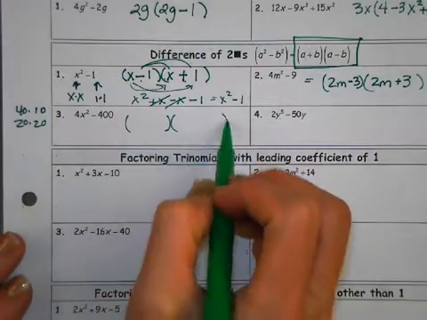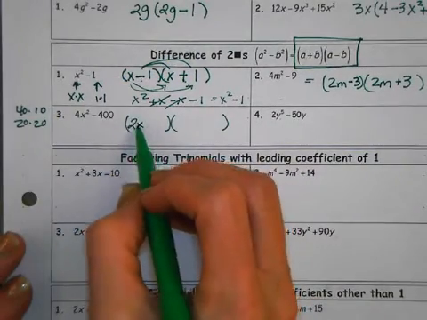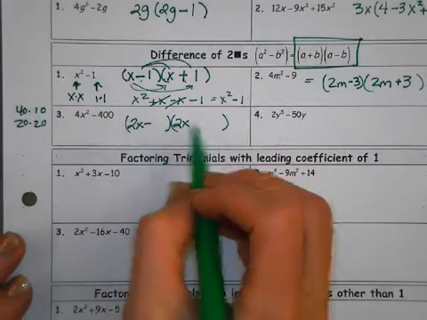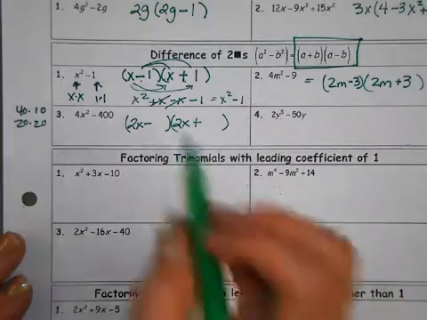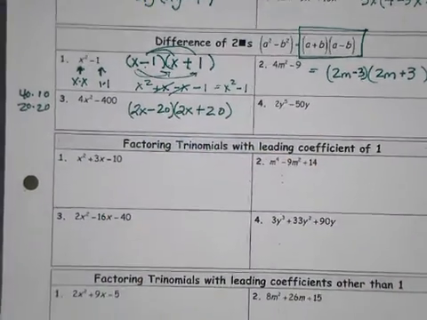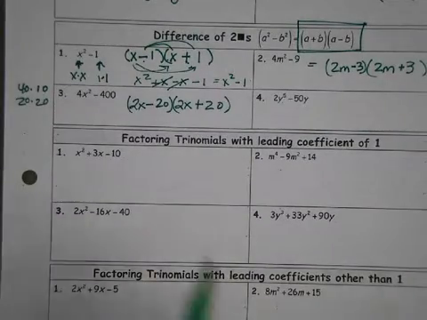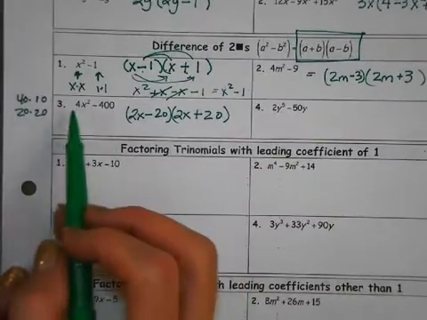Alright, so what goes first? What would this be? 2x. Okay, plus or minus, doesn't matter which way you do it. And then what would be in the 20? Okay. Alright. Now, if you didn't see this, there's another thing that you could have done first.